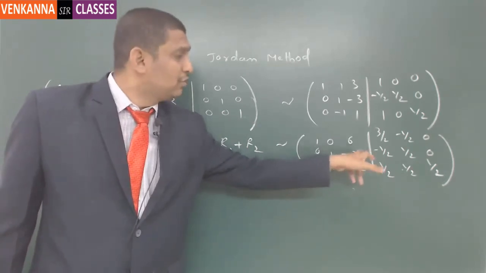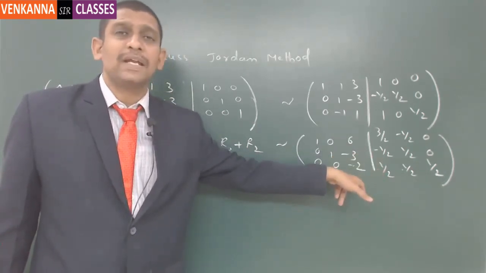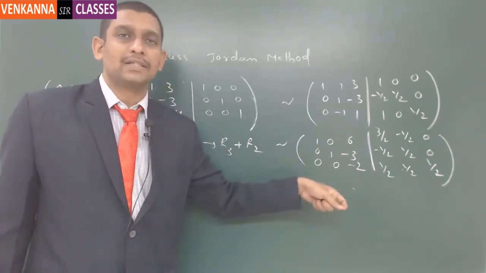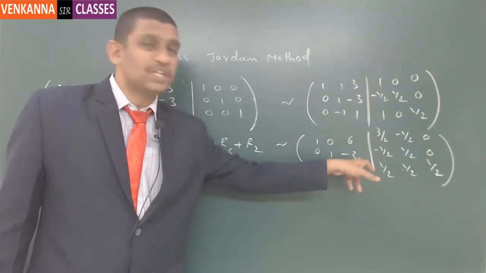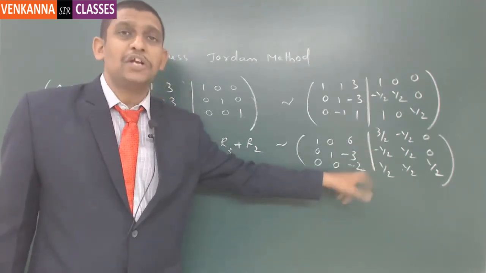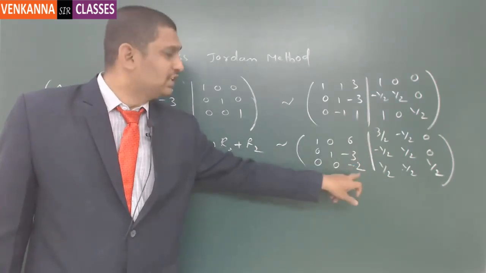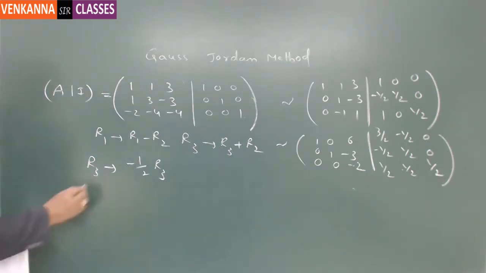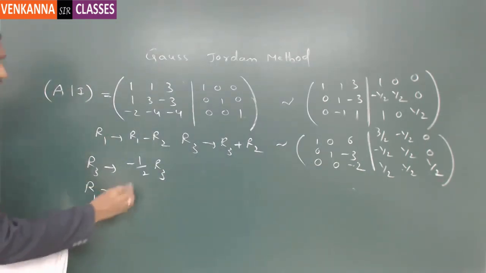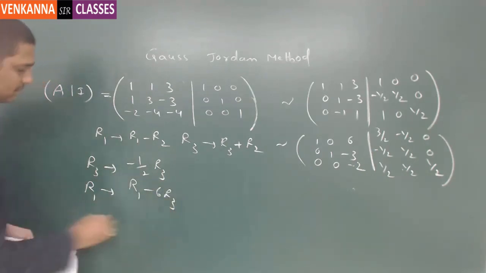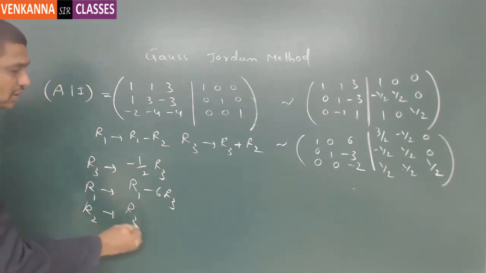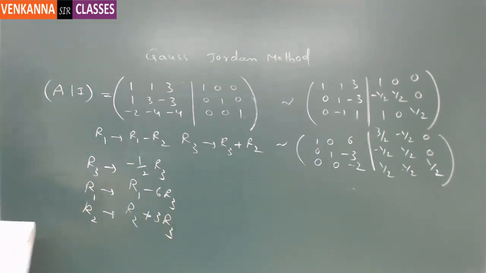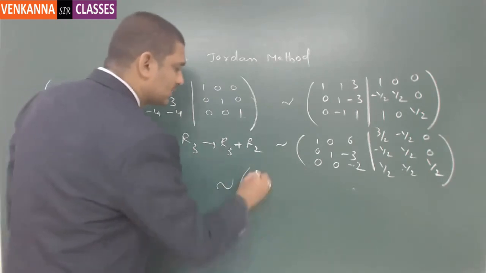I need to make these two values 0, because my intention is to make the given matrix A into the identity matrix. So for this, these two values must be 1. If 1 is there, I need to perform the operations in a better way. Obviously, this must be 1 because I need to get the identity matrix. So later I will perform R1 tends to R1 minus 6 R3 and R2 tends to R2 plus 3 R3. So the final result will be like this.